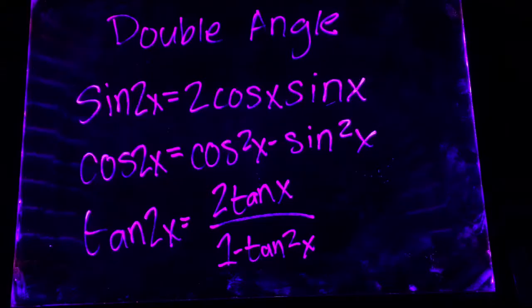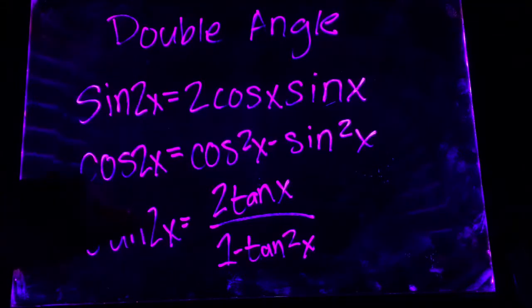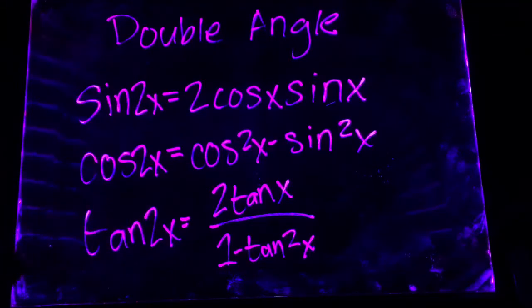These are our parent equations for double angle. You have your sine, which is 2 cosine x times sine x. Cosine, which is cosine squared x minus sine squared x. And tangent, which is 2 tangent x over 1 minus tangent squared x.